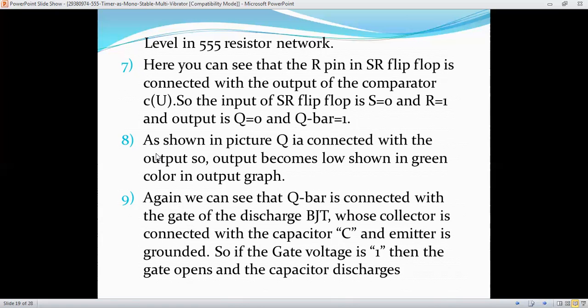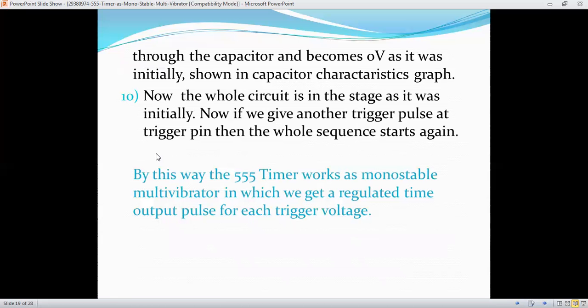Again, the Q bar is connected with the gate of the discharge BJT, whose collector is connected with the capacitor and the emitter grounded, so that the gate voltage is high. Then the gate opens and the capacitor discharges and becomes zero voltage, low voltage. It was initially shown in the capacitor characteristic graph. Now the whole circuit is in the stage as it was initially.